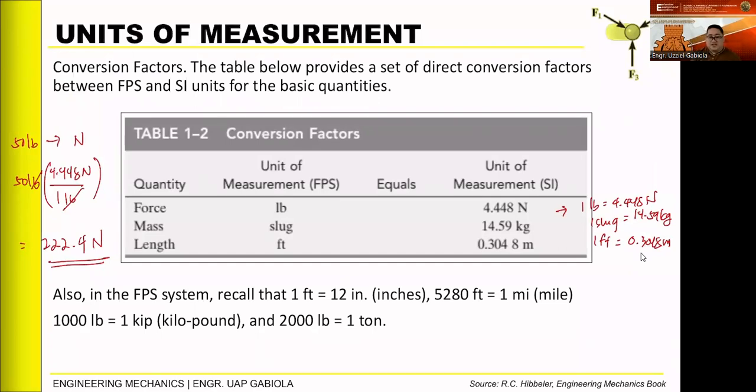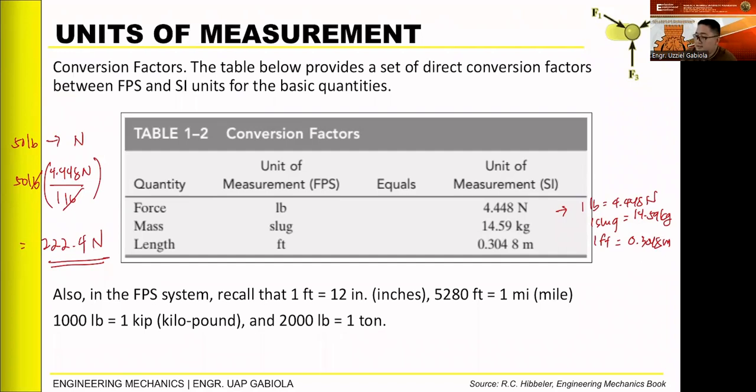Okay? Also sa FPS system, ang 1 foot is equals to 12 inches. Parang ruler lang yan. And then ang 5,280 feet ay equals sa 1 mile. And then ang 1 kip o kilopound is equals to 1,000 pounds. And then ang 2,000 pound ay equals sa 1 ton. So, ilan yun sa mga basic na conversion factors na dapat alam natin at the back of our heads.